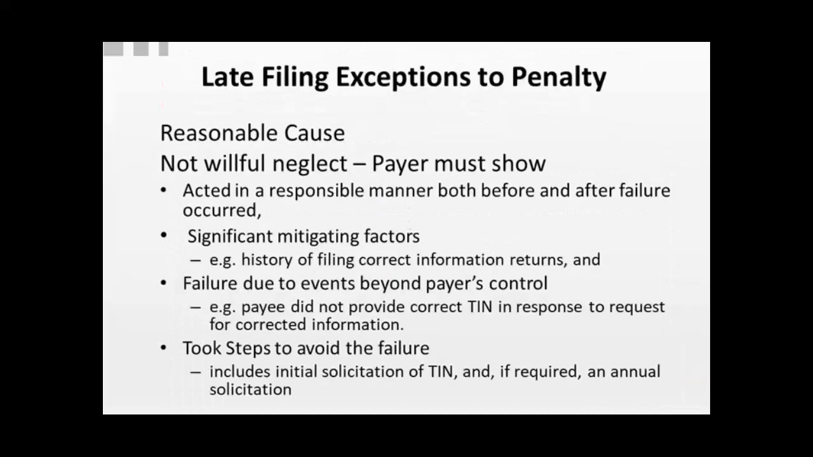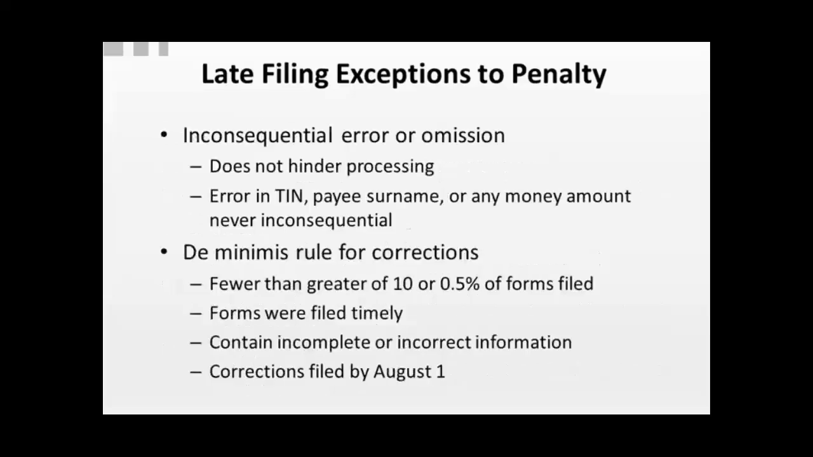Reasonable cause is your best defense. It's not willful neglect. You must be able to show you acted in a reasonable manner both before and after the failure occurred. Significant mitigating factors would include a history of filing correct information returns, and the failure due to events beyond the payer's control. That would include such things as the payee did not provide the correct TIN in response to the request, and you took steps to avoid the failure.